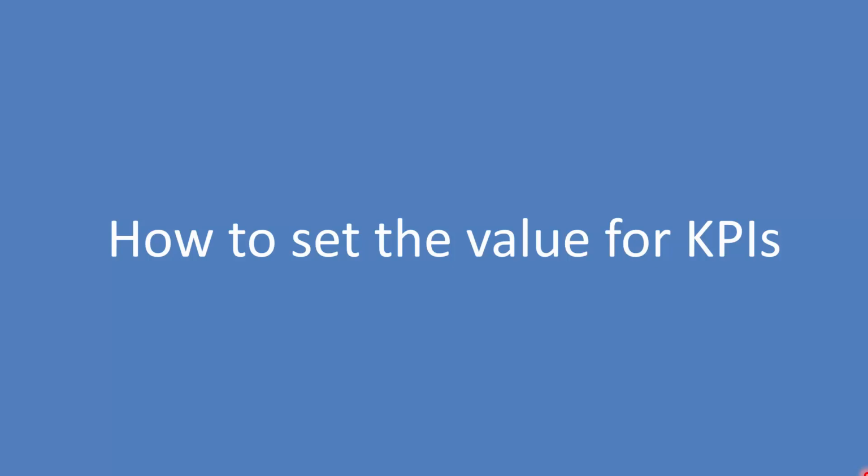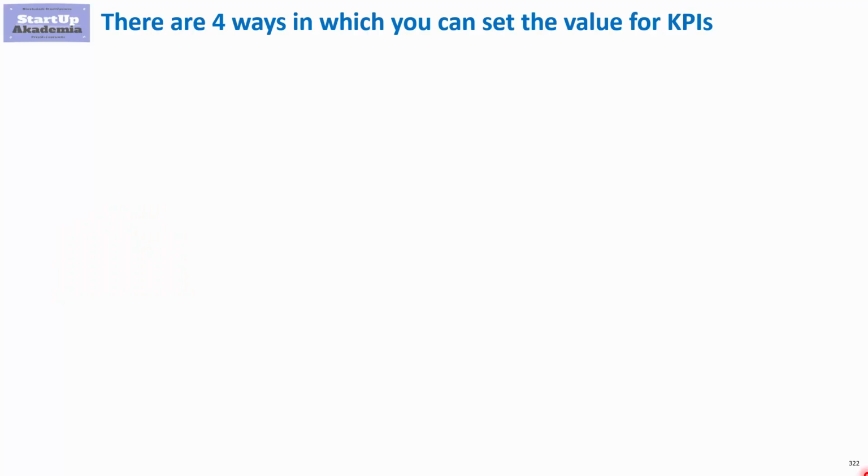How to set the value for KPIs. We talked a lot about the definition and type of KPIs you should use. Now let's give some attention to how to set the value for KPIs. So there are basically 4 ways to do that.